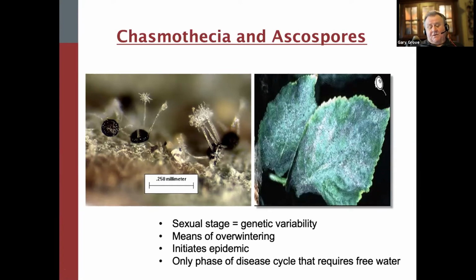The ascospores initiate the epidemic, and keep in mind that this is the only phase of the disease cycle that requires free water. The second spore type, or asexual spore, the conidia, do not. They carry their own water within the spore.